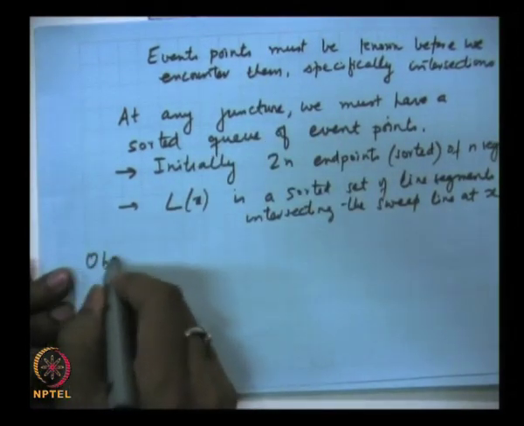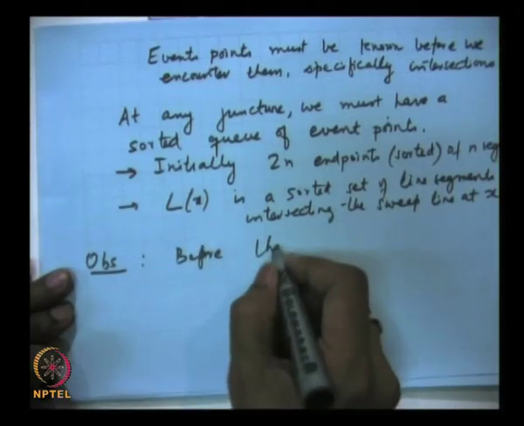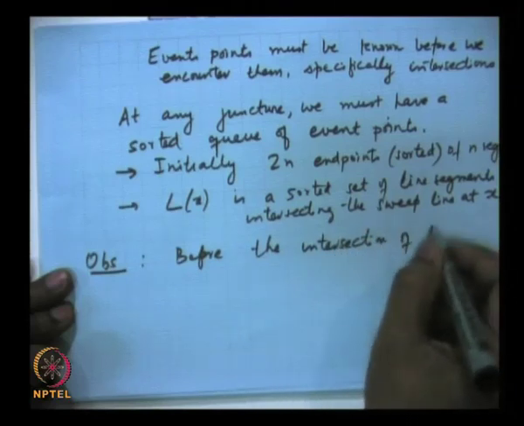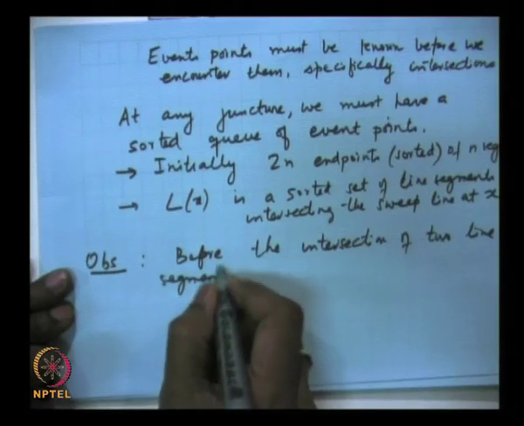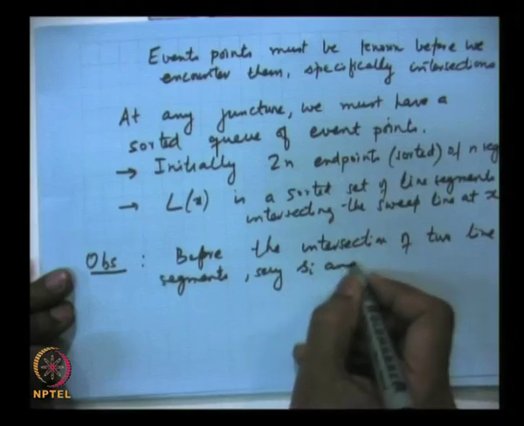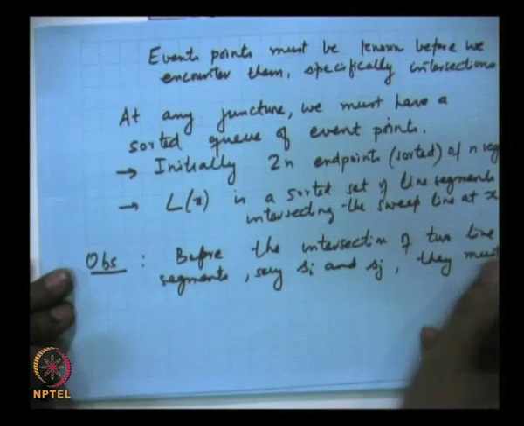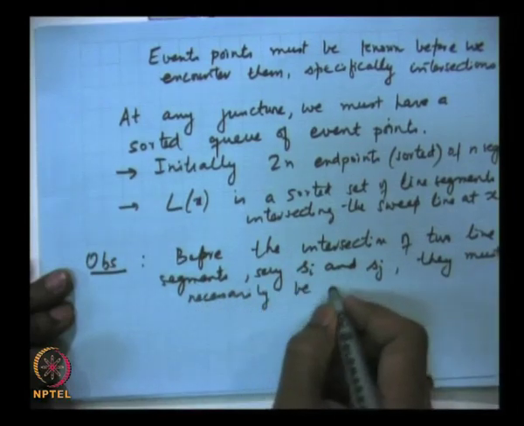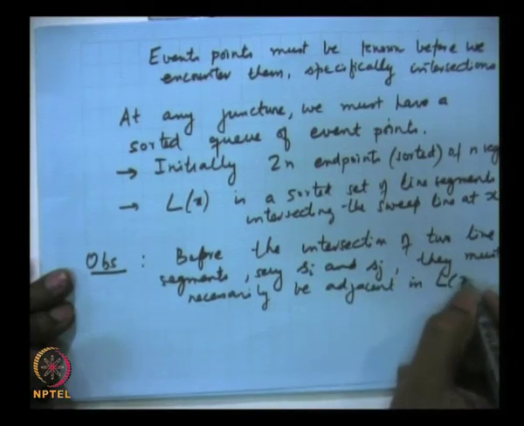So, observation: before the intersection of two segments, say S i and S j, they must necessarily be adjacent in L sub x.